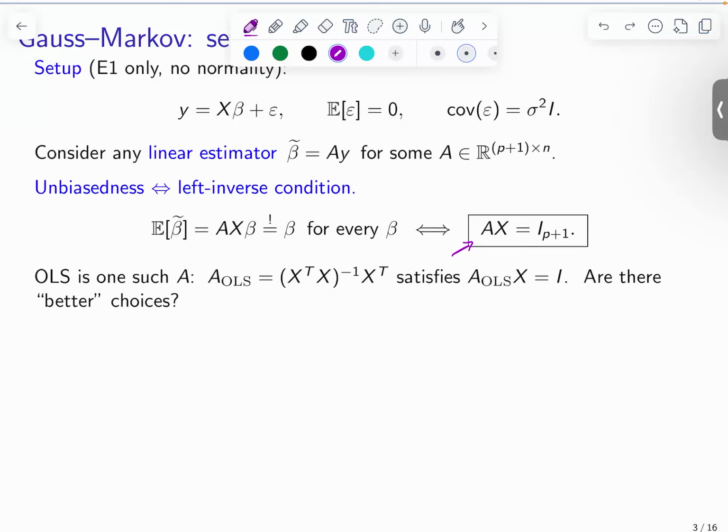In other words, I can try to compute the covariance of beta tilde now and see if I can make a covariance matrix which is smaller, in the sense that I mentioned, than the covariance of beta hat OLS.